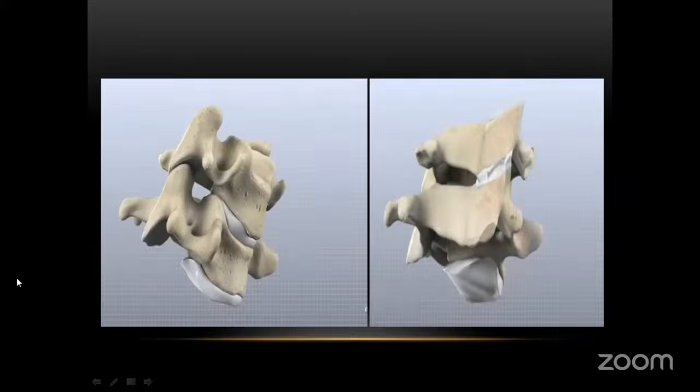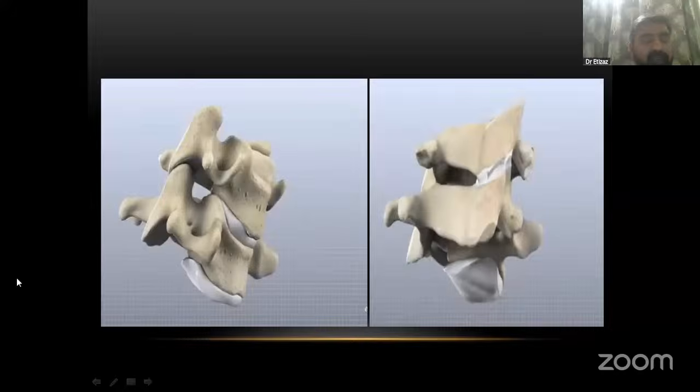Uncovertebral joint. We have discussed it in the anatomy. Excellent, Dr. Sana. This is the uncus, the uncinate process actually. Look here. This is the superior uncinate process of the lower vertebral body, and this is the uncinate process of the superior vertebral body. That's why it is called the uncovertebral joint. That is called the joint of Luschka. So what is the importance of this joint?